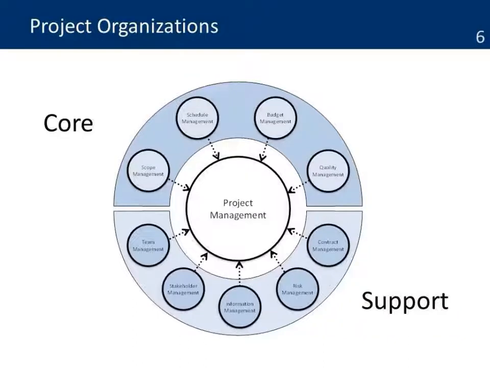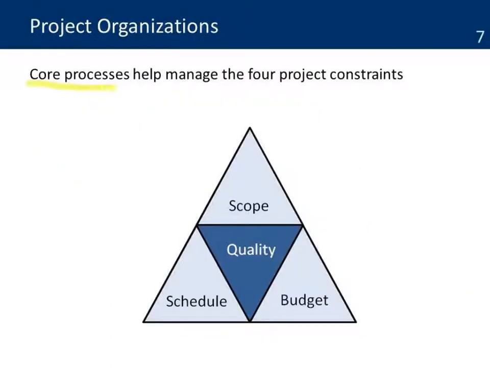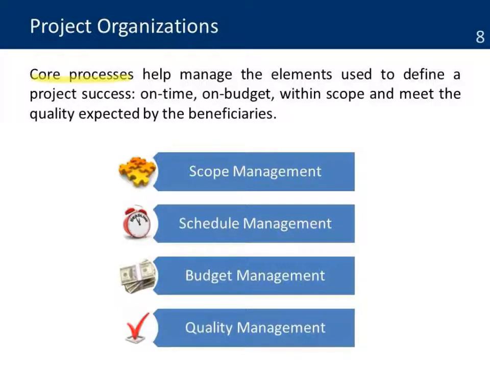In this course, we're going to see 9 processes. We're going to have the core processes and the support processes on project management. Our core processes help manage the 4 project constraints of scope, schedule, budget, and quality. The core processes help manage the elements used to define project success, which means on time, on budget, within scope, and meet the quality expected by the beneficiaries. So we have these 4 core elements of the project in the core processes.